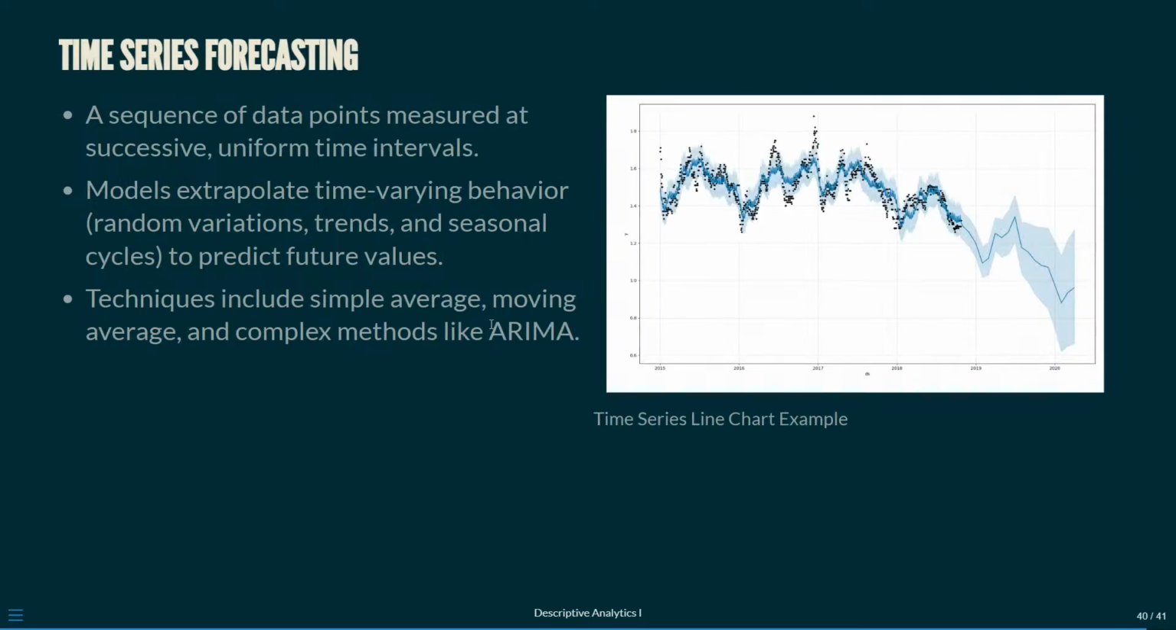And lastly, time series forecasting is a sequence of data points measured at successive uniform time intervals. The model extrapolates time-varying behavior like random variations, trends, and seasonal cycles to predict future values. Techniques include simple average and moving average, and complex methods like ARIMA and SARIMA.